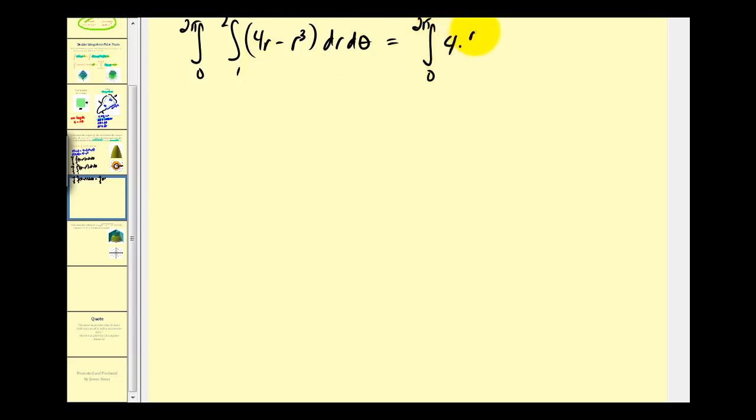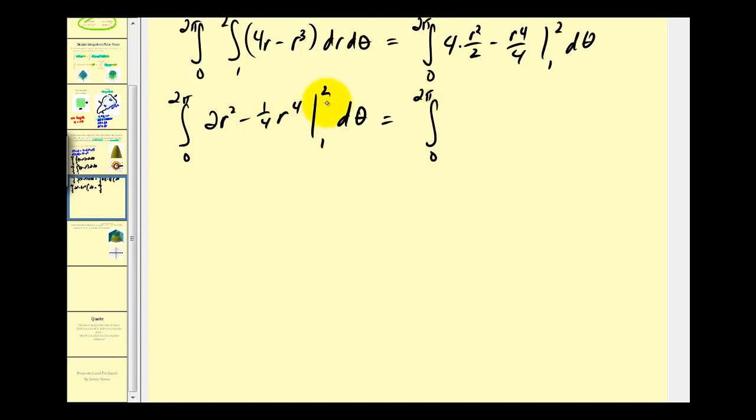So we'll have 4 times r squared over 2 minus r to the fourth over 4. Let's go ahead and clean this up a little bit. So we'll have 2r squared minus 1/4 r to the fourth. So when r is 2, looks like we'll have 8 minus, this is going to be 16 divided by 4, that's 4. And then when r is 1, we'll have 2 minus 1/4. So we'll have 4 minus 1 3/4 or 7/4. That's going to give us 9/4.